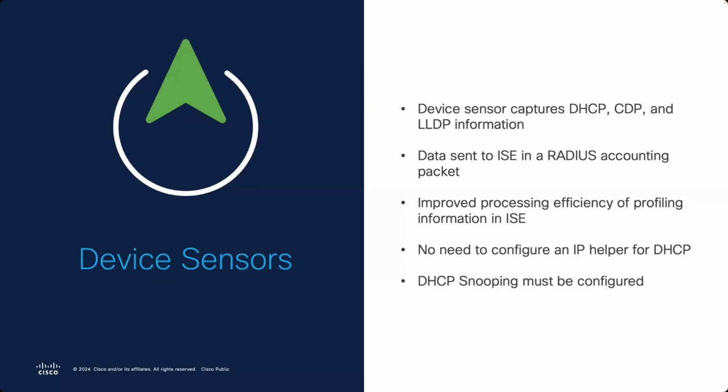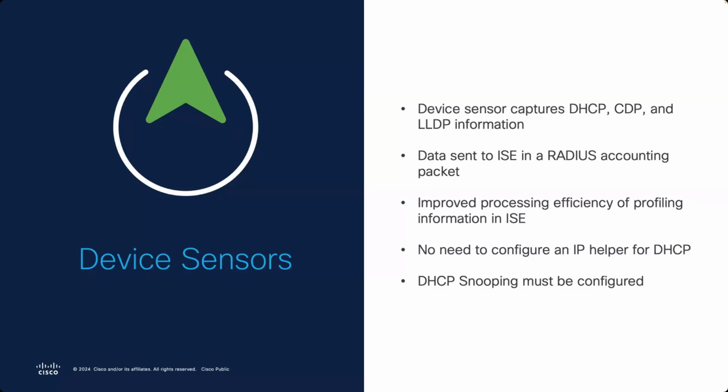So if you have a laptop you plug in, it goes to PSN 1, but you had an IP helper pointed to PSN 2, you can see where the profiling is not going to the same place, and so it's not very efficient. Whereas with the device sensor, we're sending it to the same PSN, and it can process it at the same time. DHCP snooping does have to be configured.